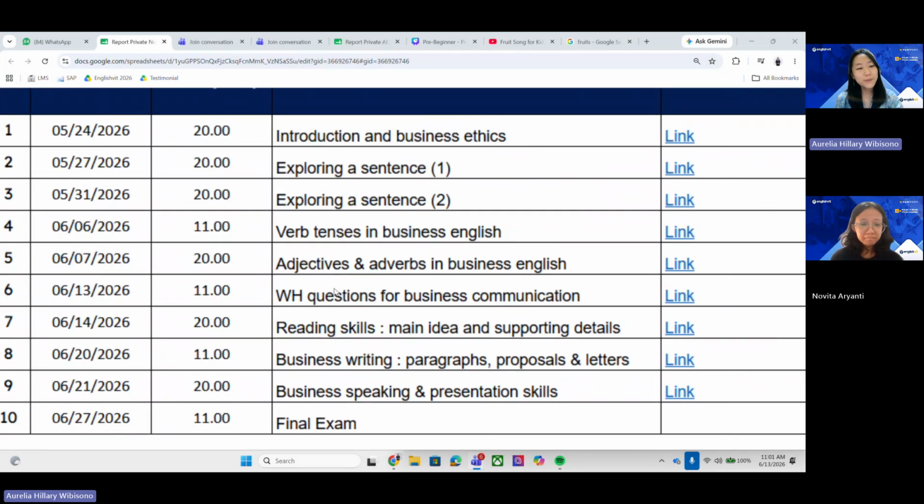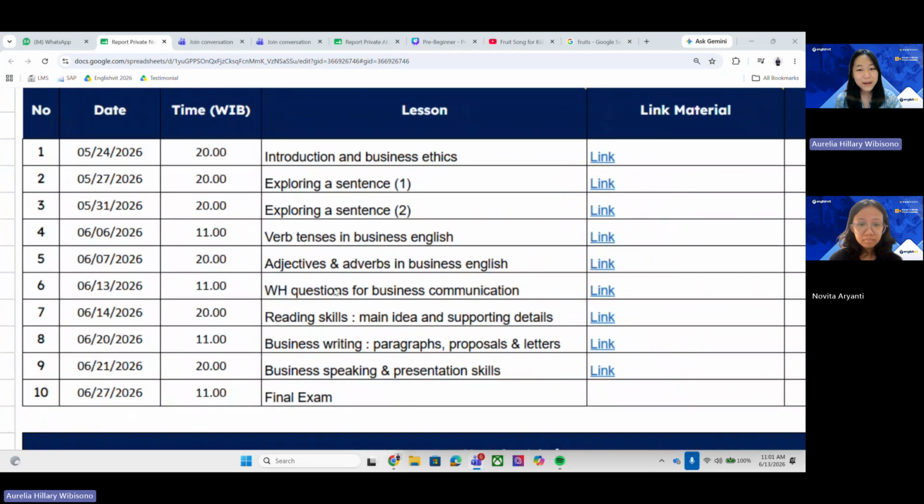Thank you. So where we stopped last time, I didn't remember exactly. I think this last one, right? And then today we will discuss WH questions for business communications. For the second session, we are continuing with reading skills, main idea, and supporting details, because we will have 2 hours of classes today. So let's start with our first one.